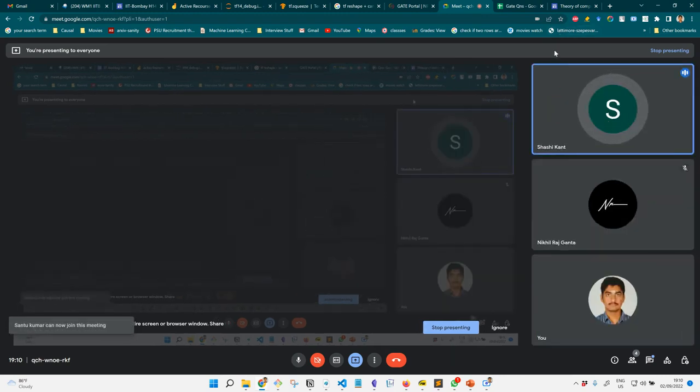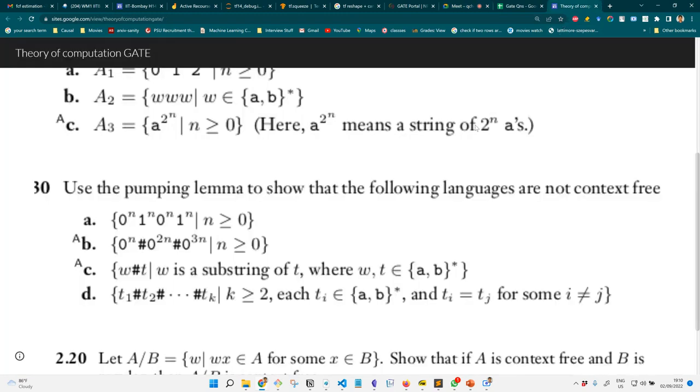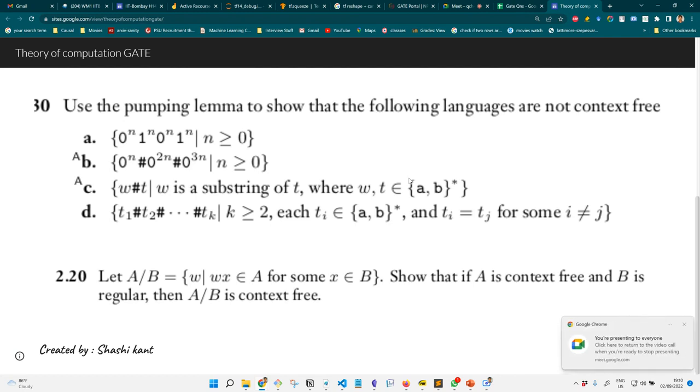I just want to know what is meant by A by B. That question even I did not understand. Let A by B is the third question. Oh, okay. What they're saying is, w such that wx is in A for some x in B.